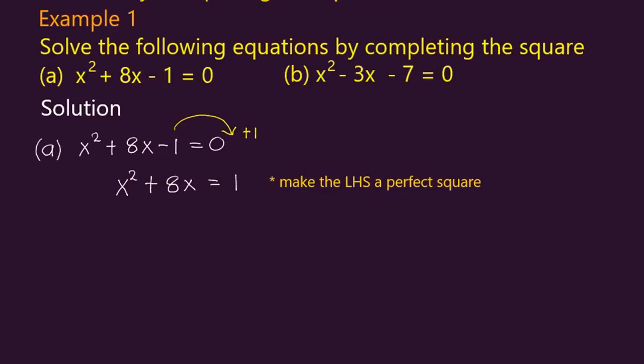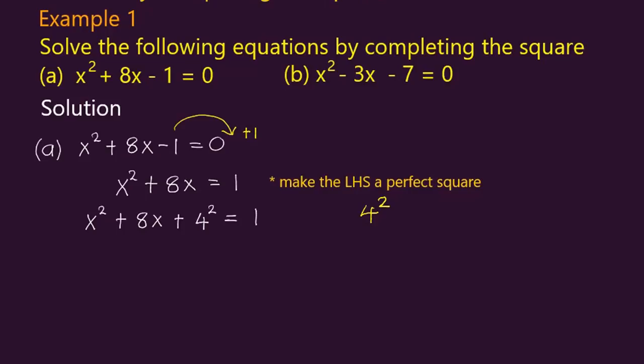Now, to make the left hand side a perfect square, that means I have to add a constant, which according to what we said in the previous lesson is half of the coefficient of x, squared. Now the coefficient of x on the left hand side is 8. Half of that is 4, and so the constant that we have to add is 4 squared. So that means we'll be having x squared plus 8x plus 4 squared, and this will be equal to 1.